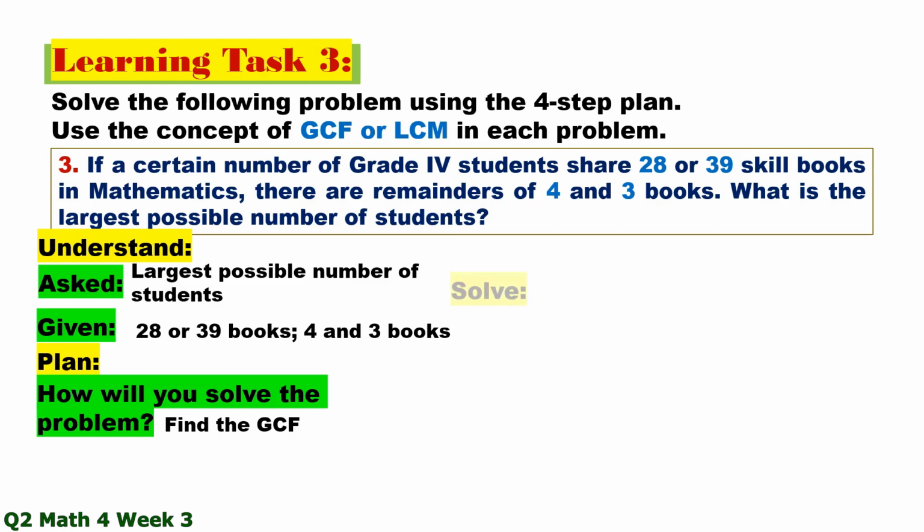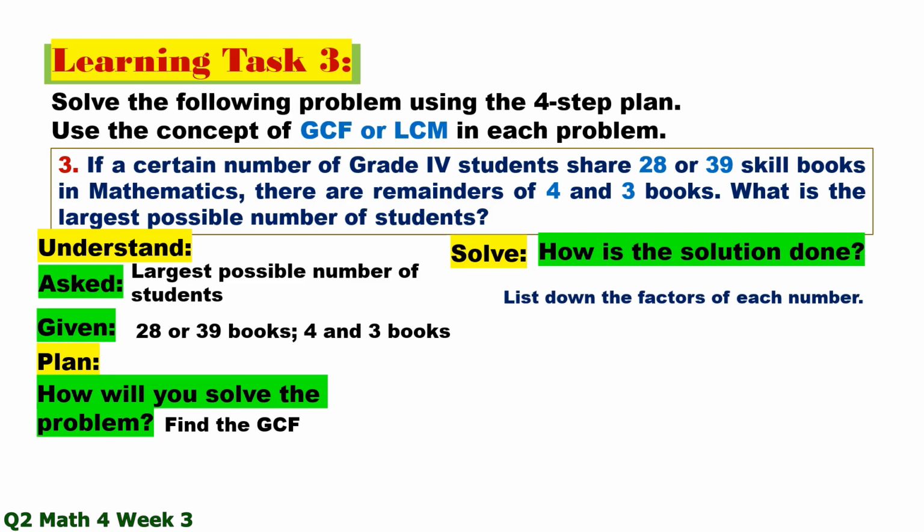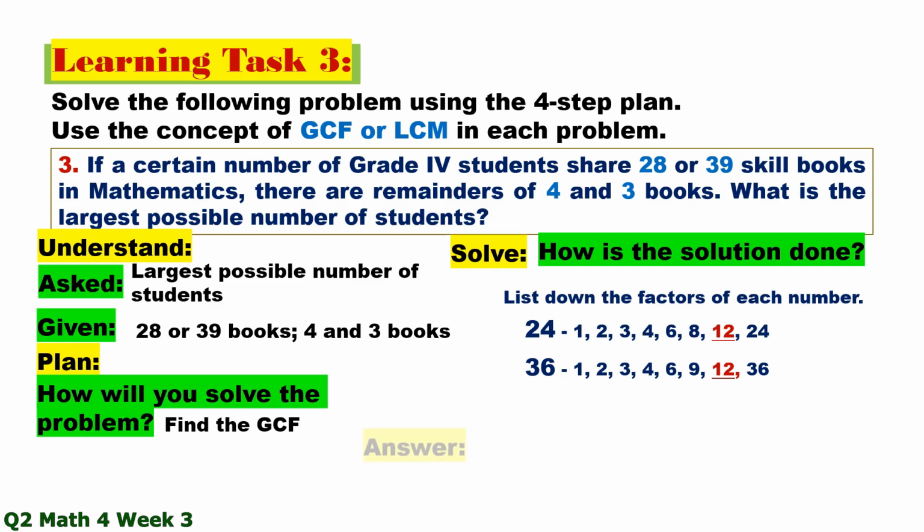GCF. How is the solution done? List down the factors of each number. So 28 minus 4 equals 24. Factors of 24: 1, 2, 3, 4, 6, 8, 12, and 24. Then 39 minus 3, 36. Factors of 36: 1, 2, 3, 4, 6, 9, 12, and 36. And the answer is 12.